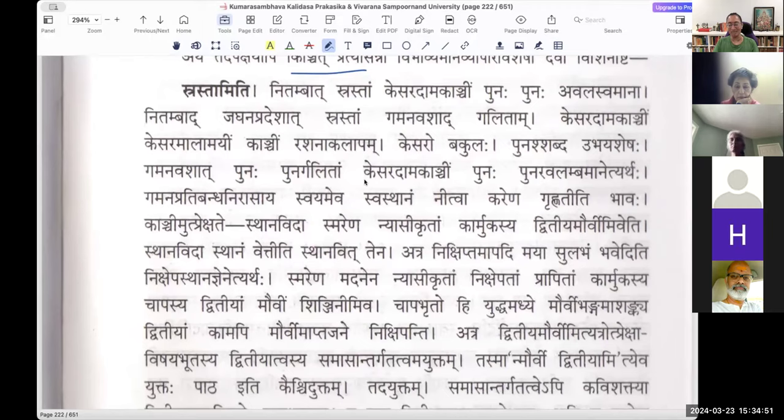Nitambat srastam kesaradama kanchim punah punah avalambamana. There are some mistakes here. Nitambat jaghana pradeshat, kati pradeshat srastam, gamana vashat galitam. As she is walking, it is slowly slipping down. Kesaradama kanchim, kesaramala mayim kanchim rashana kalapam. Rashana is also that kanchi. Kanchi ratna vibhusham kamapi kandarpa sutikapangim iti. Always he will talk about Kandarpa at the same point in Arya Satakam.